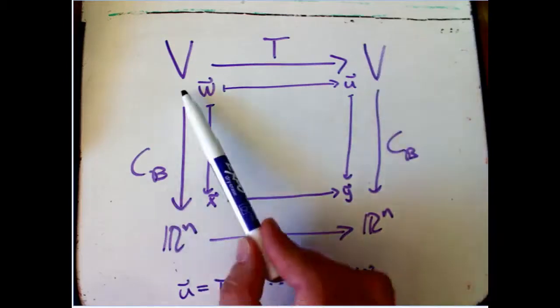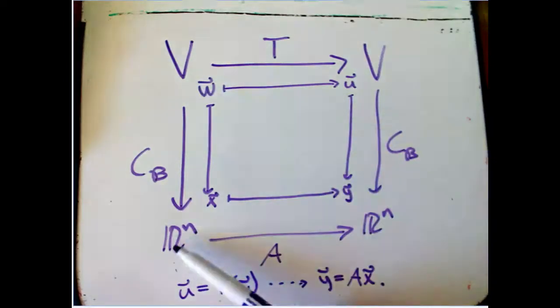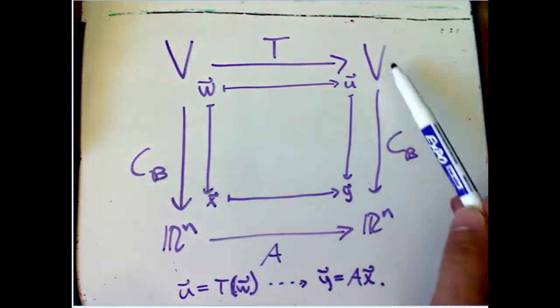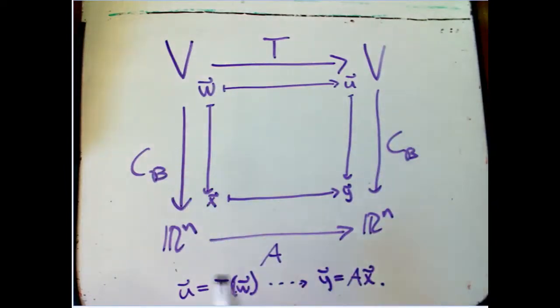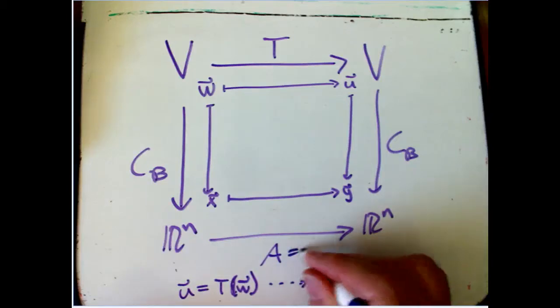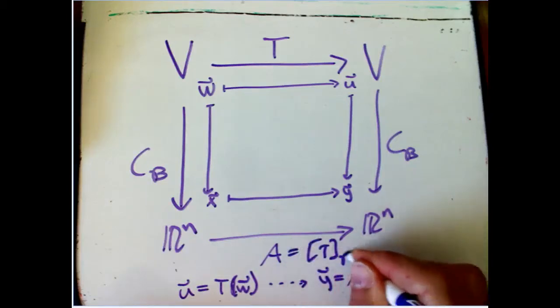We've got the coordinate map that takes a vector and gives its coordinates in the basis B. Same deal over here. And then we have the matrix version. A map from Rn to Rn really is a matrix. And that's the matrix A, which would also be called the matrix of T in the basis B.